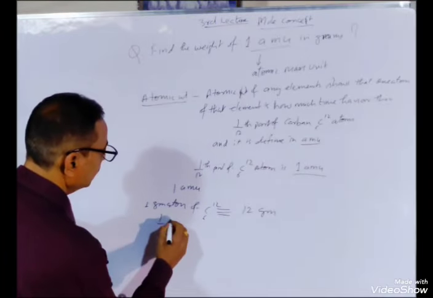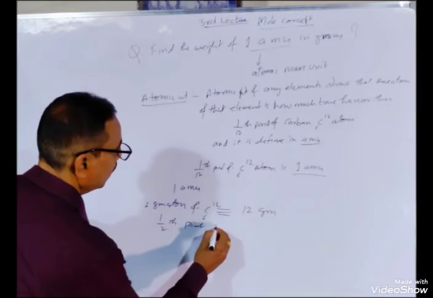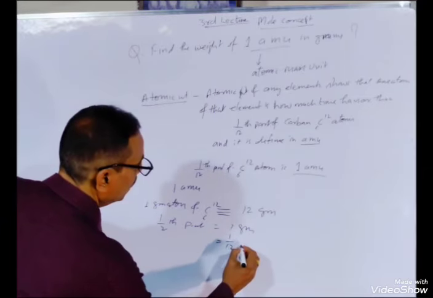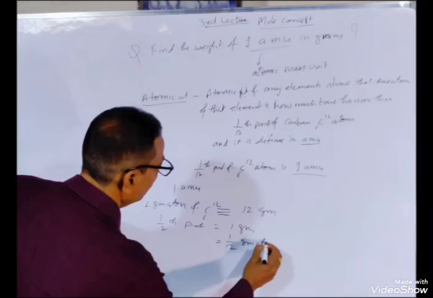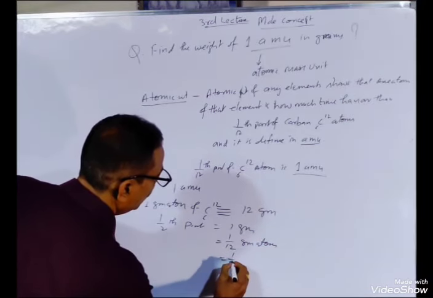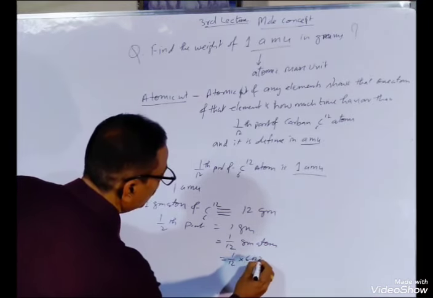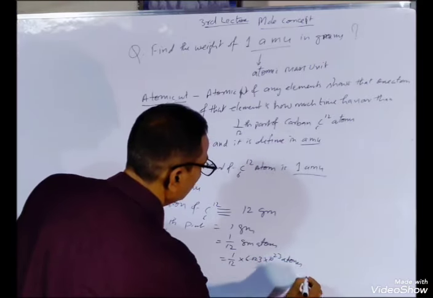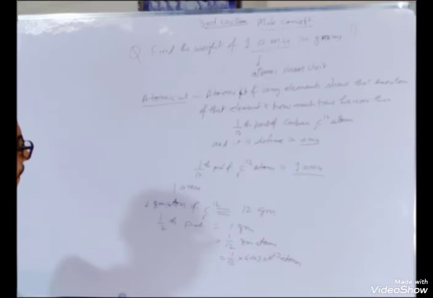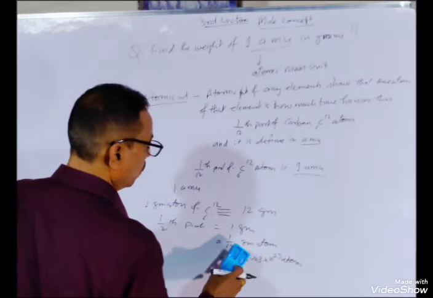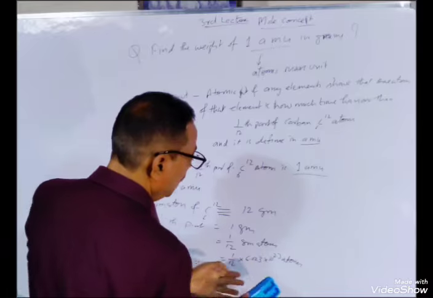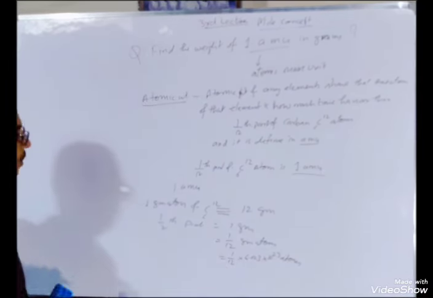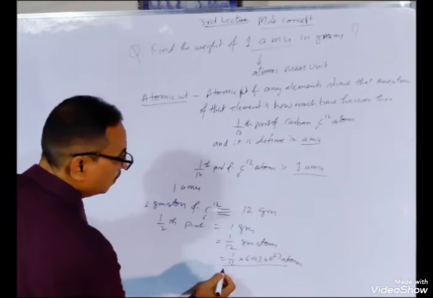So 1/12 part, 1 gram, that is 1/12 gram atom, equal to 1/12 into 6.023 into 10 to the power 23 atoms. This is the gram. 1 gram equals this many atoms.